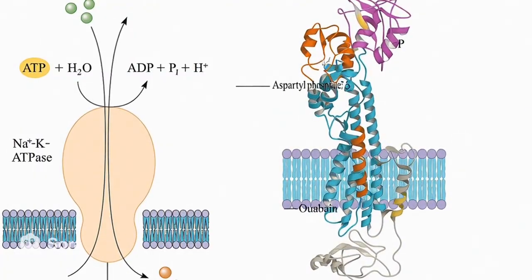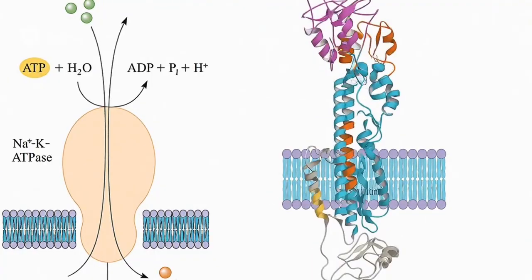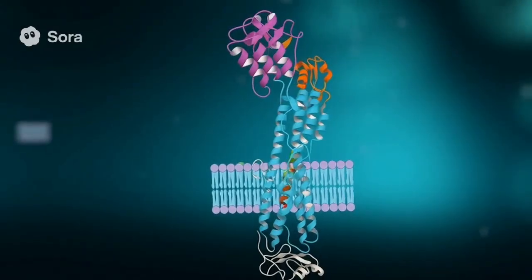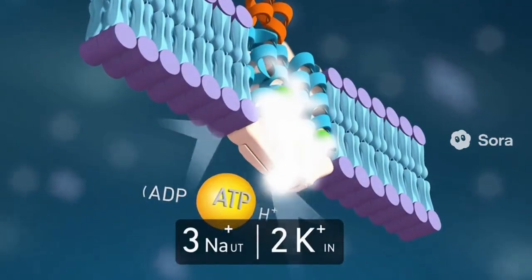In summary, the Na K ATPase is a remarkable molecular engine. It consumes roughly 1/3 of the body's total ATP supply just to keep ions moving. Without it, electrical signaling, osmotic balance, and even cellular volume would fail.